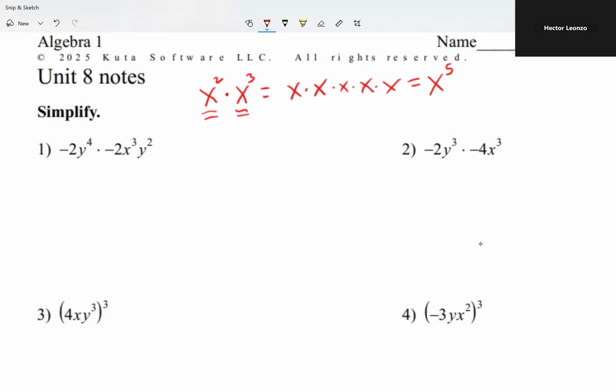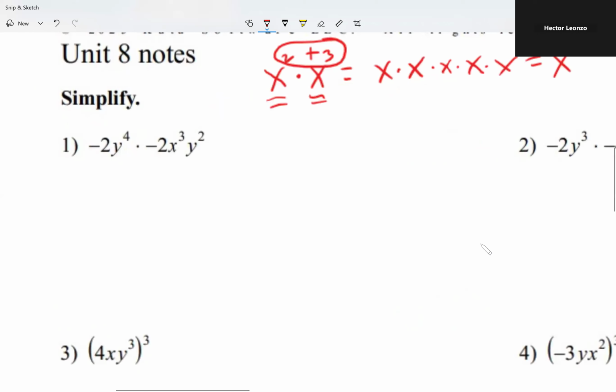Now, in multiplication, we call this the product rule in exponents. As long as the base is the same, notice my letter was the same, x, all I have to do in reality is add my numbers. That's all I have to do. So we're going to be working on that. Let's take a look at question number 1.